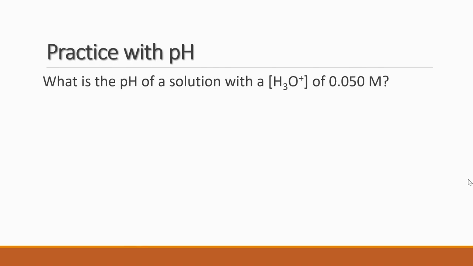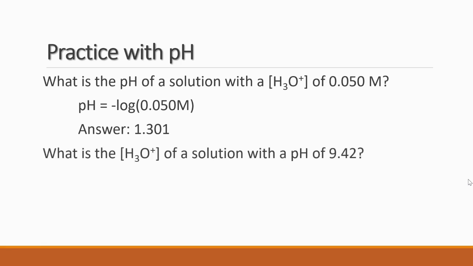Let's say a solution has a hydronium concentration of 0.05 molar, and we want to figure out what the pH is. So we're going to plug that concentration into the pH equation. pH equals the negative log of the hydronium concentration. And when you do that, taking the negative log of 0.05, you get 1.301. 1.301 is the pH.